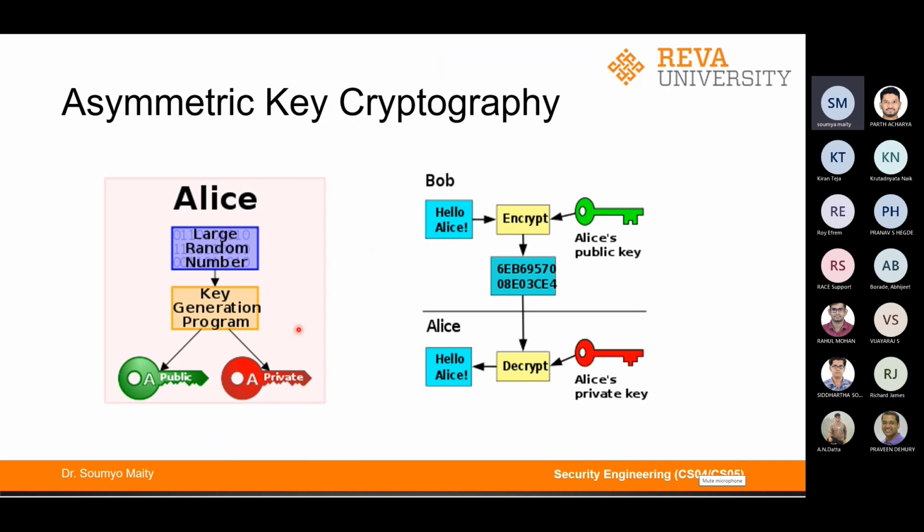We know the mathematics behind that. Now let us come to asymmetric key cryptography along the same line. We'll use almost similar things that we have learned so far. Here, we need two different keys. One key is for encryption, another key is for decryption.